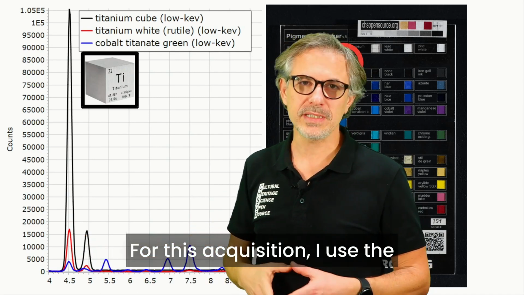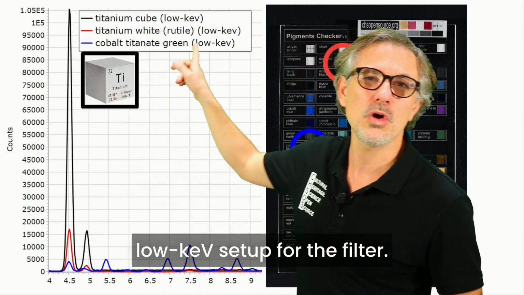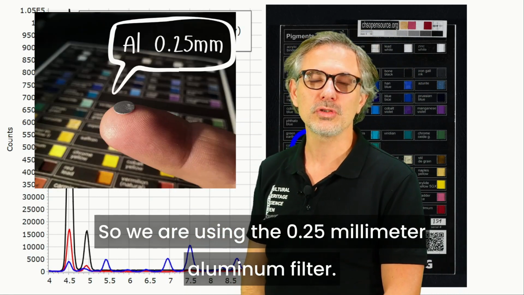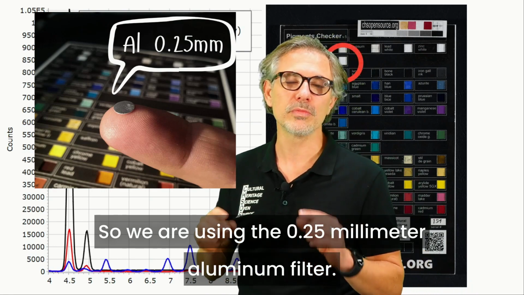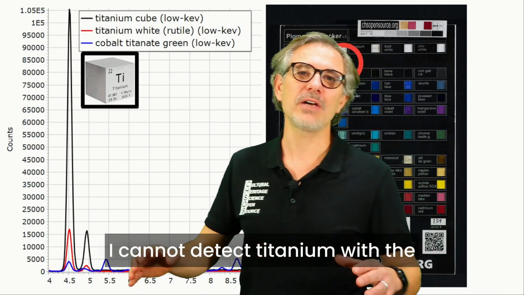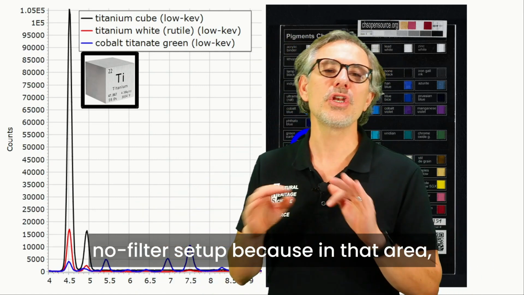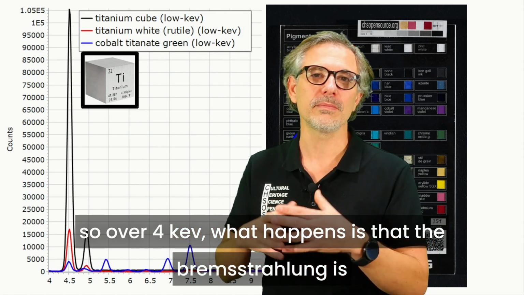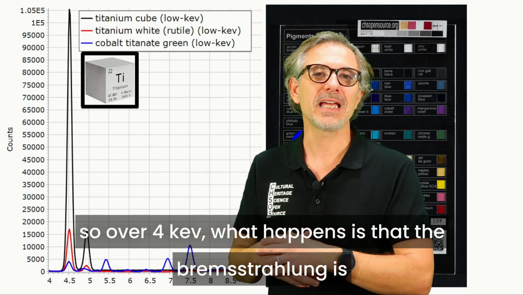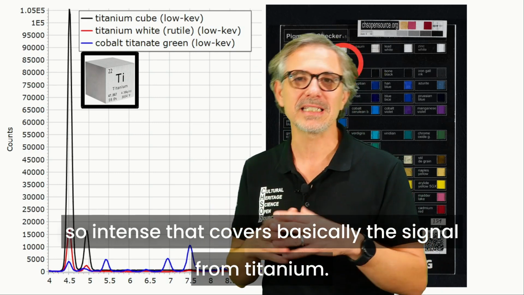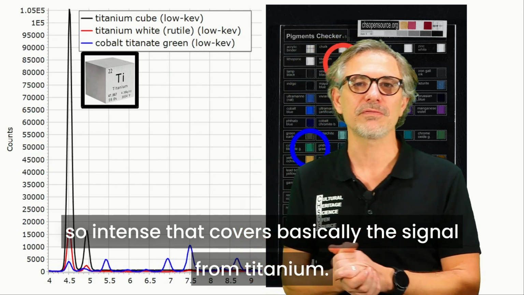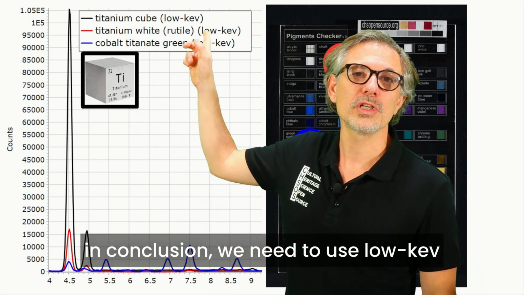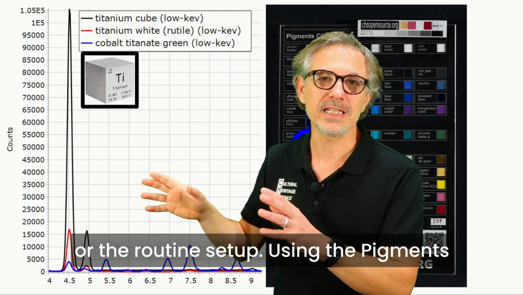For this acquisition, I use the low cave setup for the filter, so we are using the 0.25 mm aluminum filter. I cannot detect titanium now with the no filter setup because in that area, over 4, the bremsstrahlung is so intense that it basically covers the signal from titanium. For titanium, in conclusion, we need to use low cave or the routine setup.